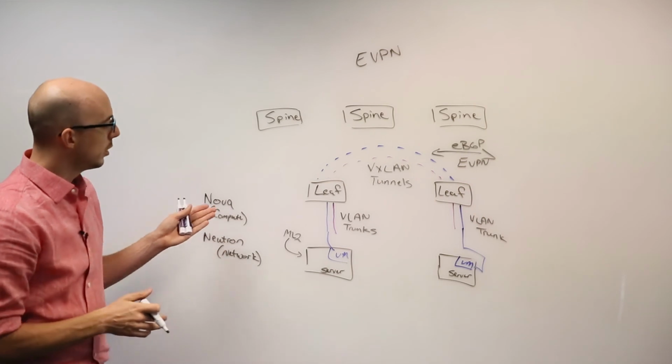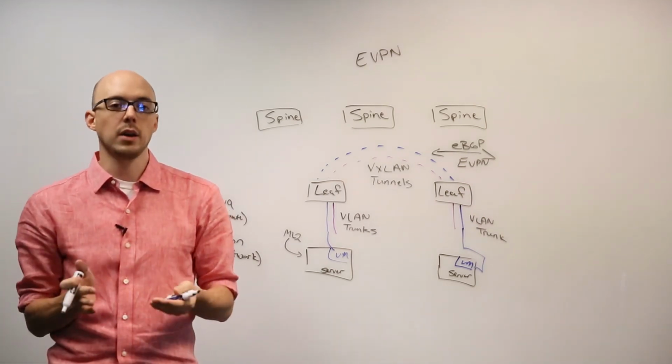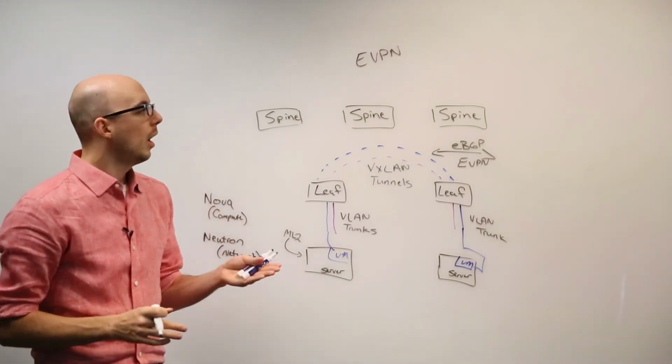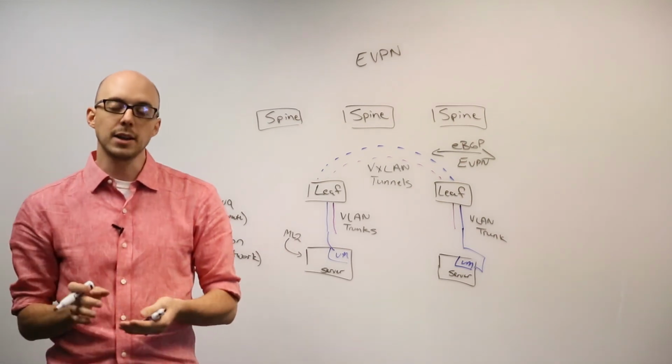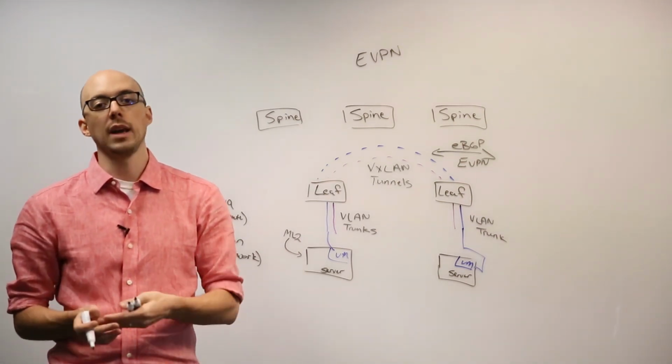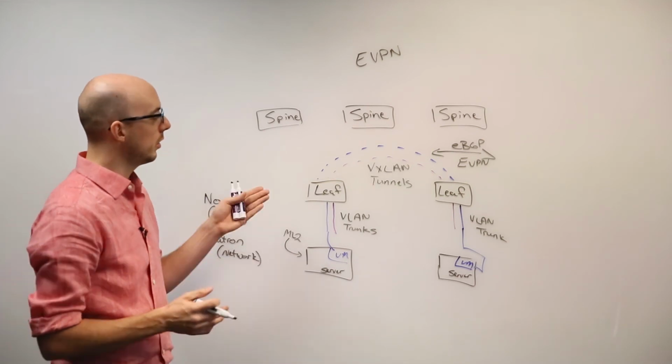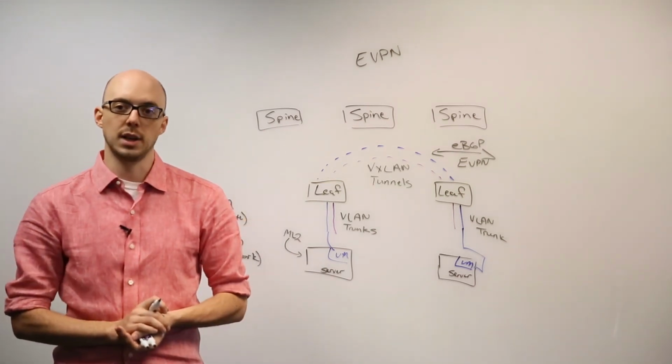And this is why deploying from 1 to 2,000 tenants or less, an EVPN-based solution can actually be the simplest, most scalable method to build a stable foundation for OpenStack.